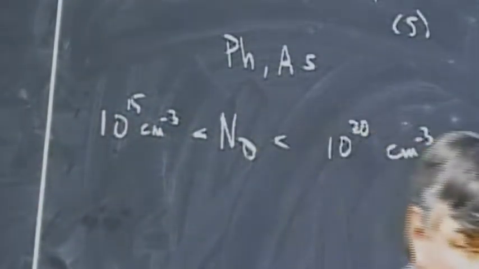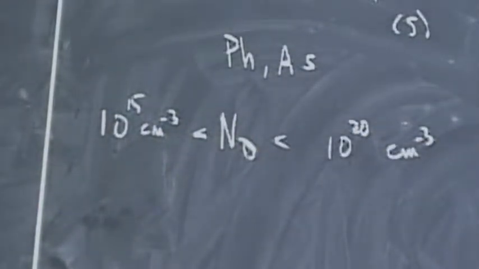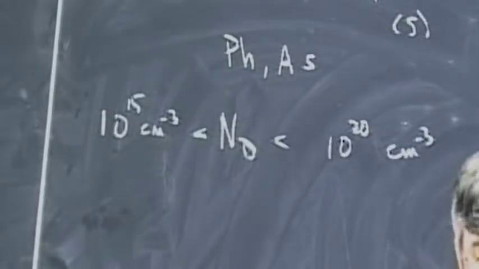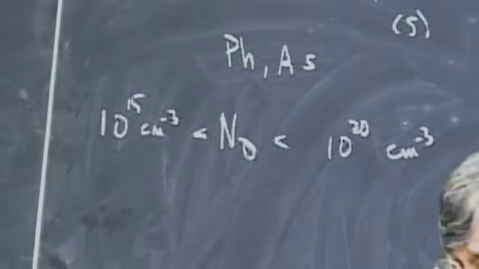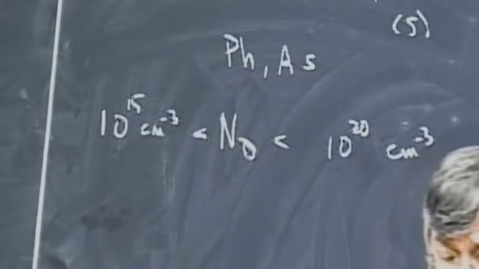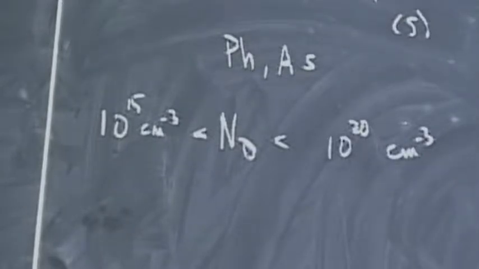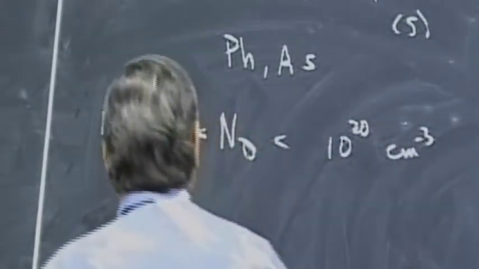All right? So intentional levels of this are 10 to the 15th, which is 1 part in about 10 to the 8th, or about 10 to the 20th, which is something on the order of 1 part in 1,000. It would be a very, very heavy doping. So it doesn't take a very high concentration of these impurities to completely control the electron concentration.